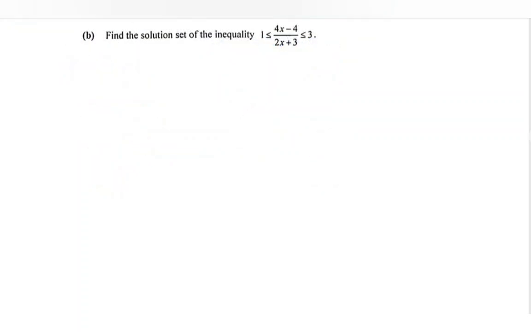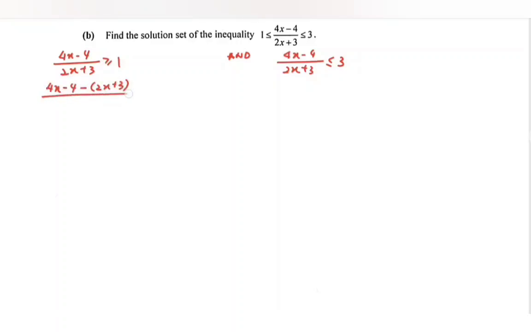So kindly refer to B. Find the solution set of the inequalities. First, we split the situation based on the definition. We have 4x minus 4 over 2x plus 3 greater equals to 1. And we have 4x minus 4 over 2x plus 3 less than equals to 3. Kindly rearrange the situation and then equal the denominator. So we have 4x minus 4 minus bracket 2x plus 3 over 2x plus 3 greater equals to 0. Kindly expand the situation.